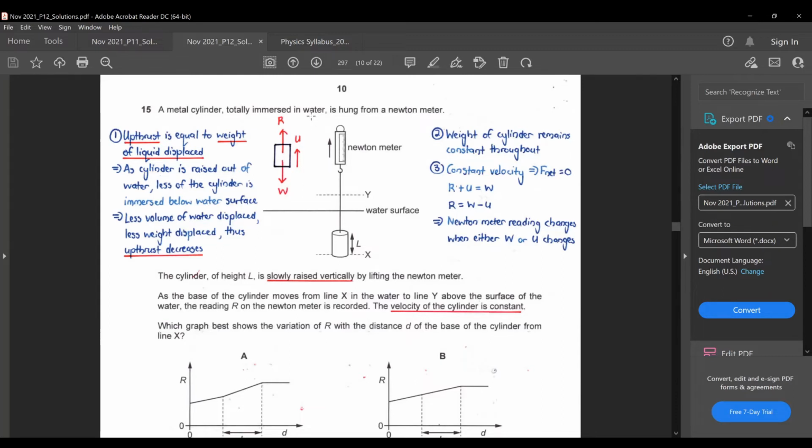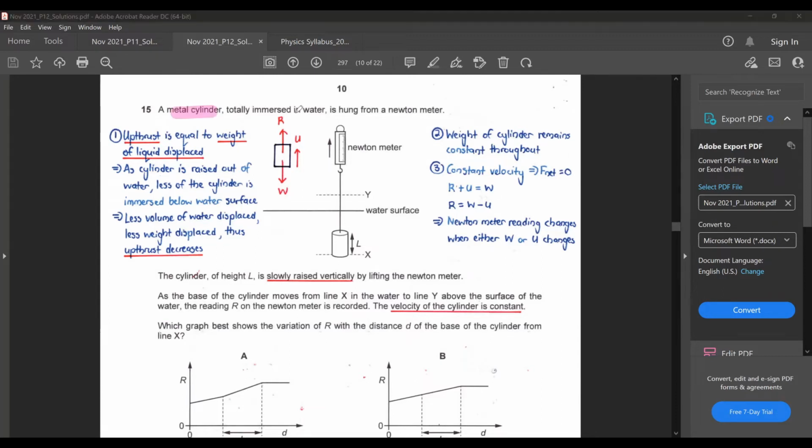Okay, for number 15, a metal cylinder totally immersed in water is hung from a Newton meter. The cylinder of height L is slowly raised vertically by lifting the Newton meter. As the base of the cylinder moves from line X to line Y, meaning from here to here, the reading on the Newton meter is recorded. The velocity of the cylinder as it's being raised is constant. Which graph best represents the variation of R with distance D of the base of the cylinder from line X?